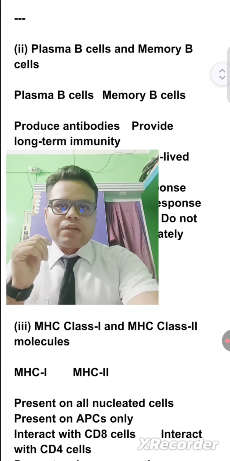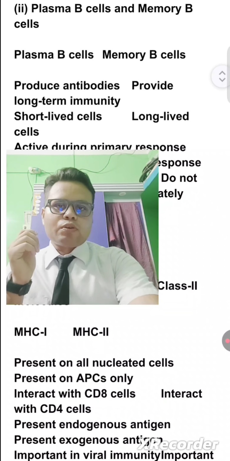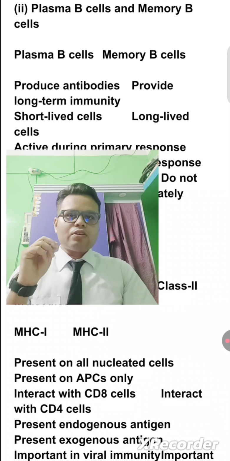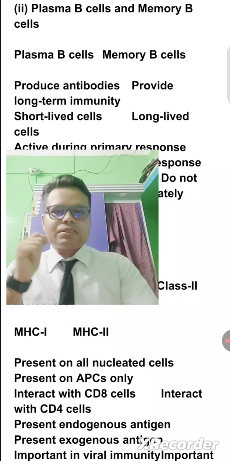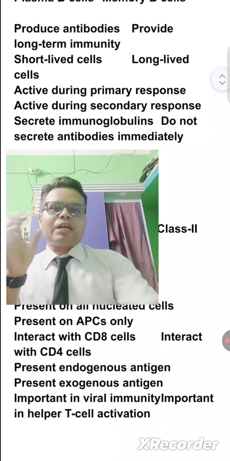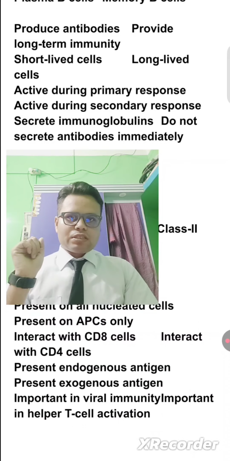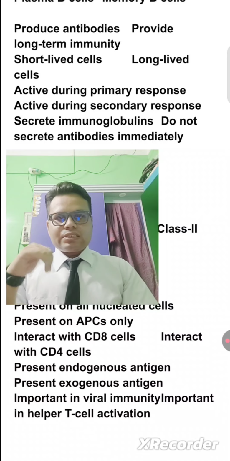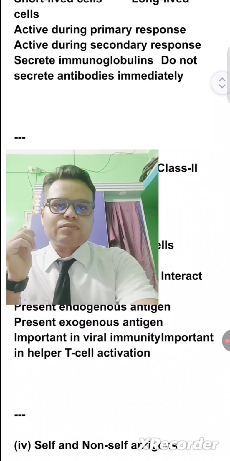After that, plasma B cells and memory B cells, what is the difference between them? Plasma B cells provide antibodies. Memory B cells provide long-term immunity. These are short-lived cells and these are long-lived cells. Plasma B cells are active during the primary response. Memory B cells are active during the secondary response. Plasma cells secrete immunoglobulins, and memory cells do not secrete antibody immediately.